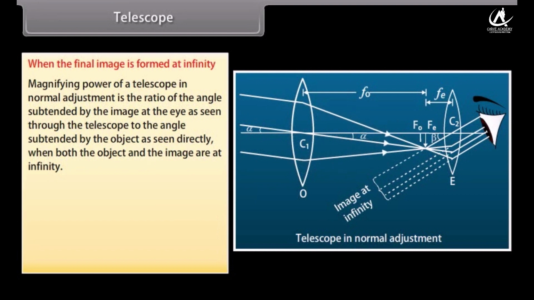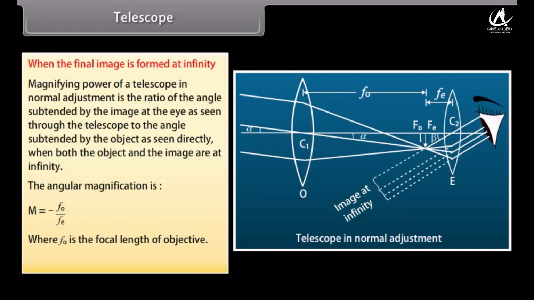Magnifying power of a telescope in normal adjustment is the ratio of the angle subtended by the image at the eye as seen through the telescope to the angle subtended by the object as seen directly, when both the object and the image are at infinity. The angular magnification is M is equal to minus FO by FE, where FO is the focal length of the objective and FE is the focal length of the eyepiece.